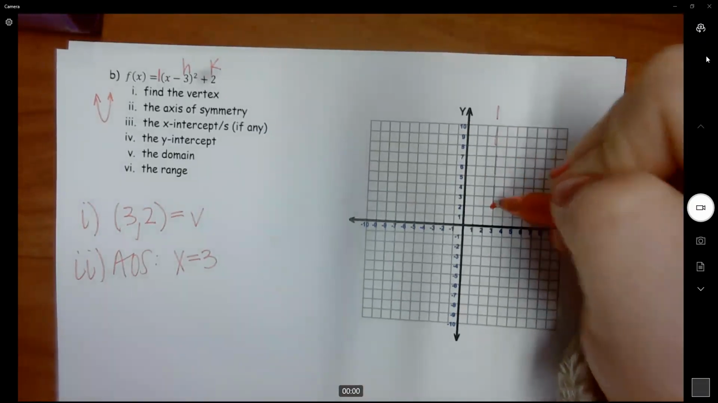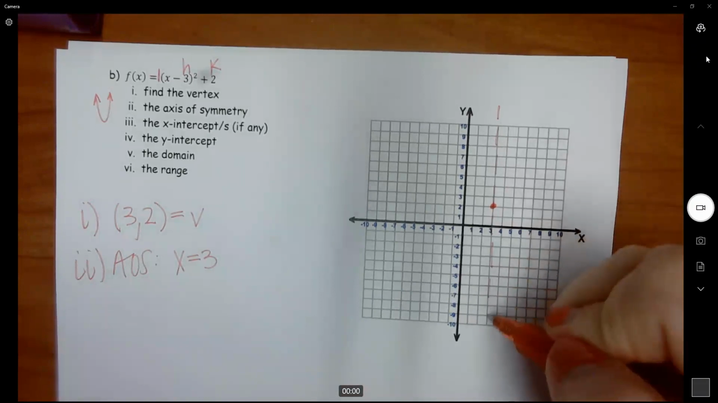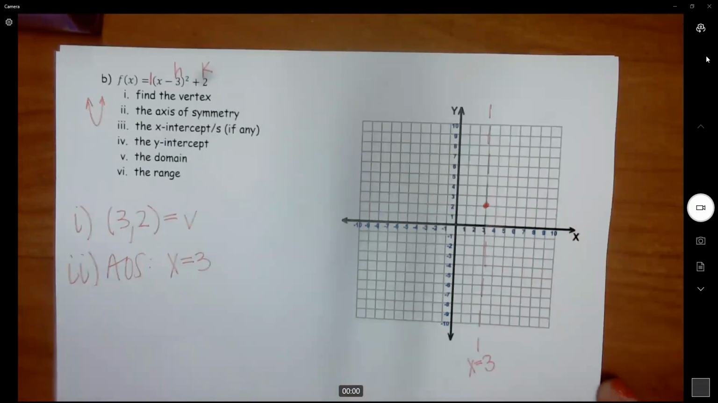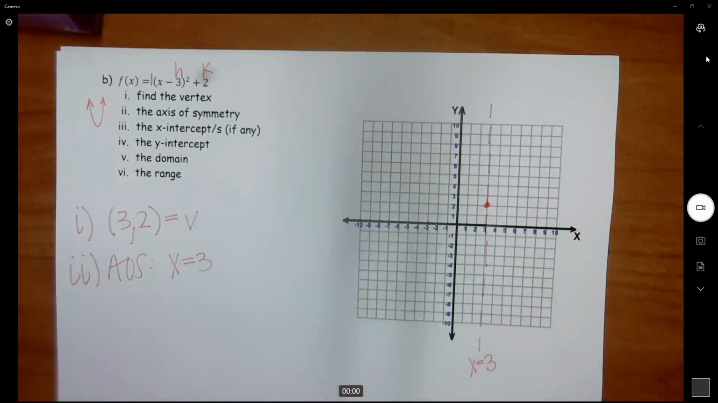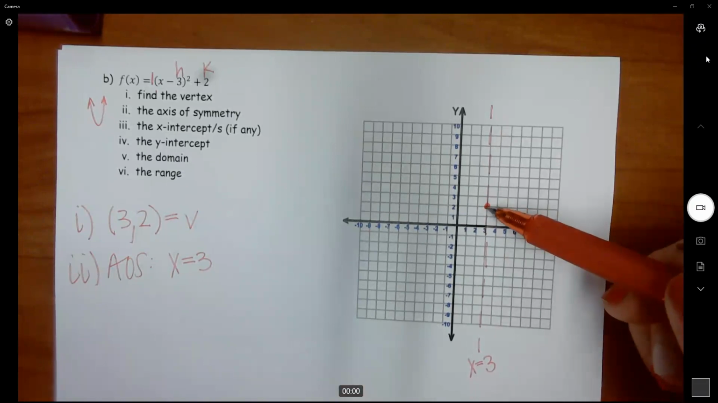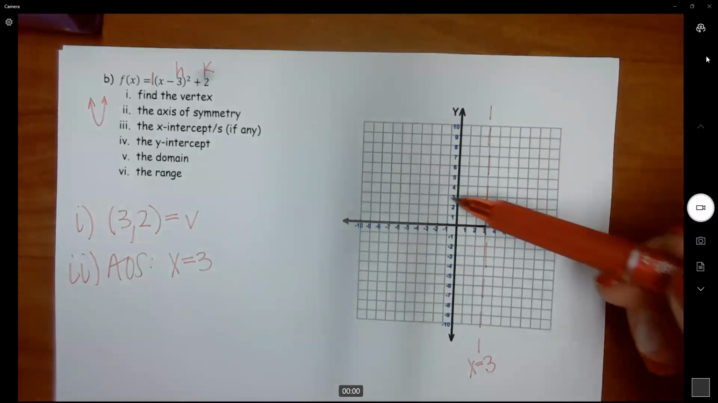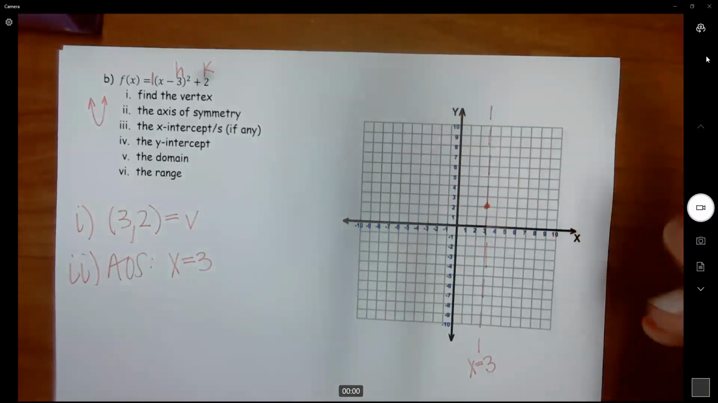And my axis of symmetry goes right through that at x equals 3. Again, that's dotted because it's not technically part of the graph. It's an imaginary line where whatever happens to this side, which we know is going up, we know it's going to be the same to this side over here.